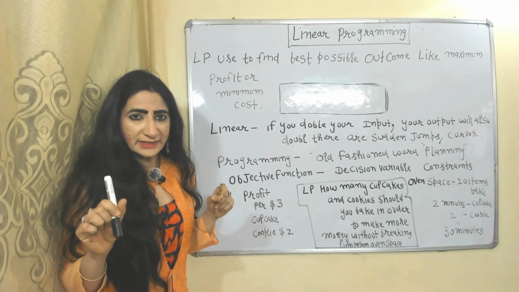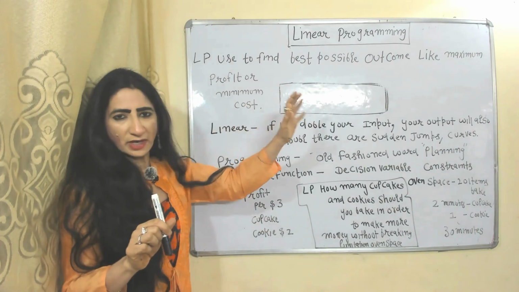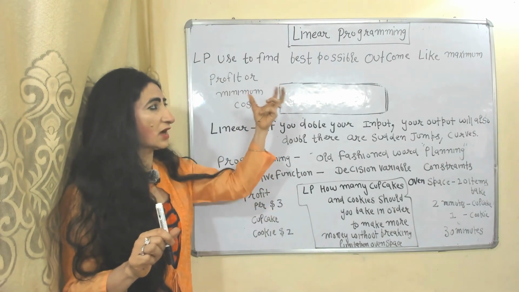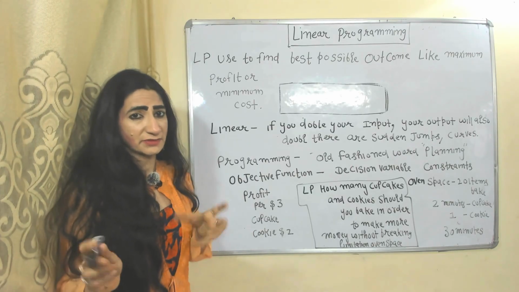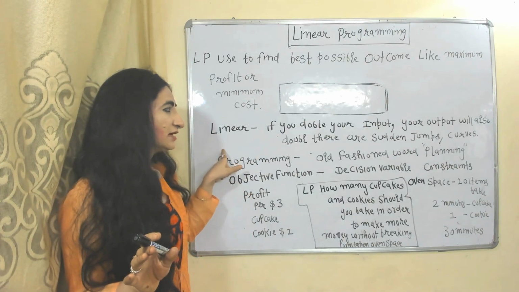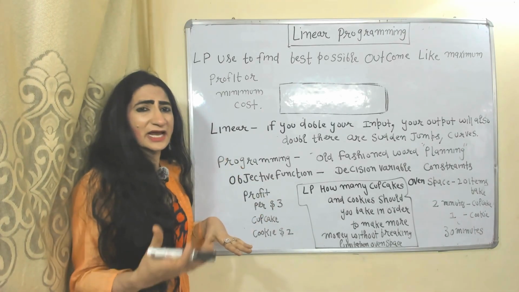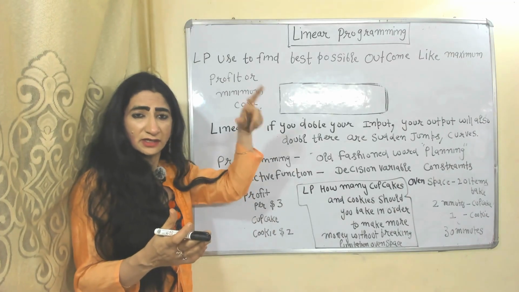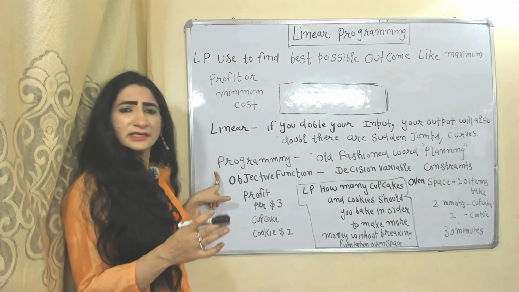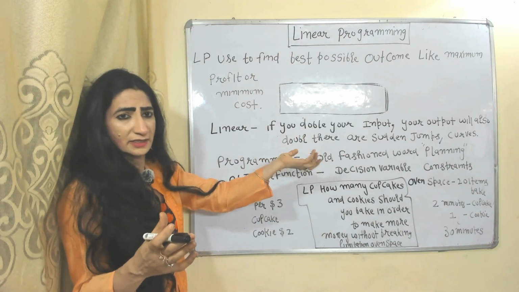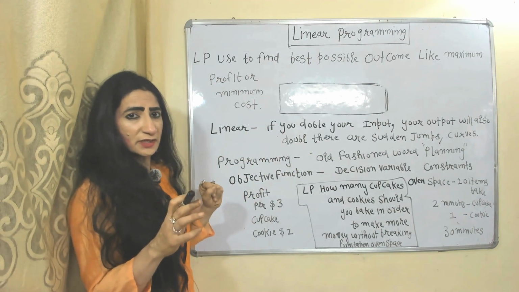The first fundamental technique of OR is linear programming. Linear programming helps to find out the best possible outcome, like maximum profit at minimum cost. Linear means if you double your input, your output will also double. That means there are no curves or sudden jumps. Programming doesn't mean computer programming. Programming simply represents planning. There are mainly three parts of linear programming.